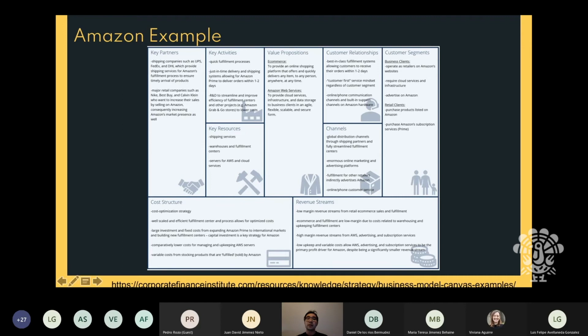Their customer segments include their business customers, their suppliers, and also the retail clients, the residents who purchase from Amazon to have shipped to their door, and then channels, resources, and so on. So this is how that breakdown goes, right? Any questions on this tool and how it's used?